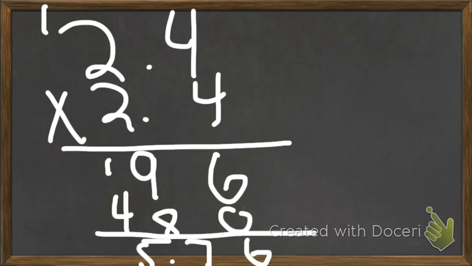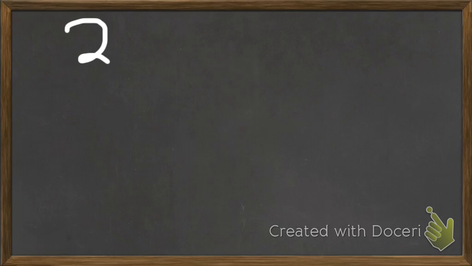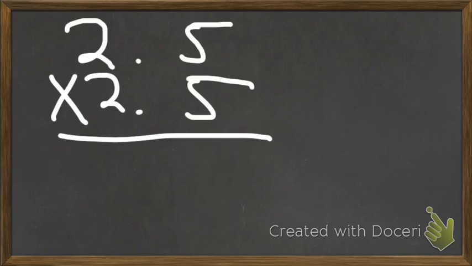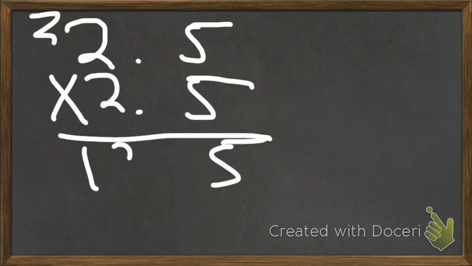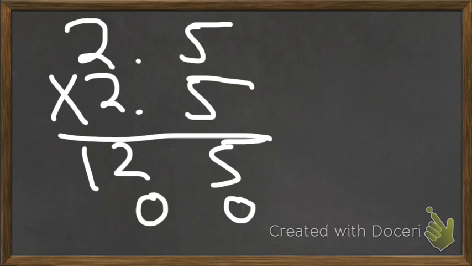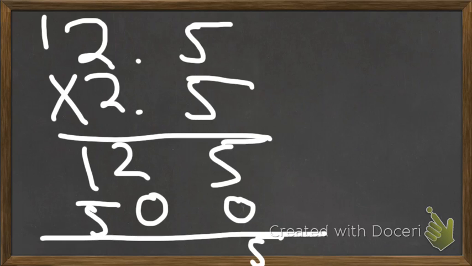So let's go one more above. 2.5. Let's square our 2.5. Well, 5 times 5 is 25. Carry our 2. 5 times 2 is 10, plus 2 is 12. Placeholder. 2 times 5 is 10. Carry your 1. 2 times 2 is 4, plus your 1. Let's go ahead and add here. We'll get 5, 2, and 6. Well, now we're above 6.